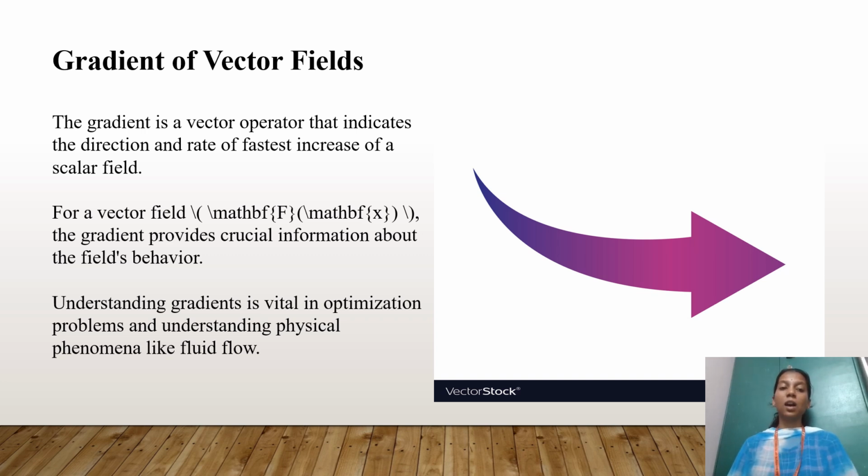Gradient of vector fields. What is a gradient? The gradient indicates the direction and the rate of the fastest increase in a scalar field. For now we are not going into the scalar, but for a vector field, a gradient provides very crucial information about the field's behavior. Understanding gradients is useful in optimization problems and in understanding physical phenomena like fluid flow.